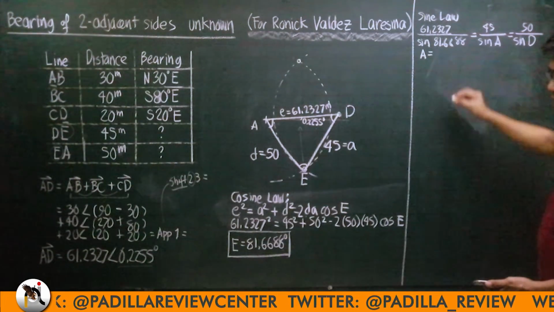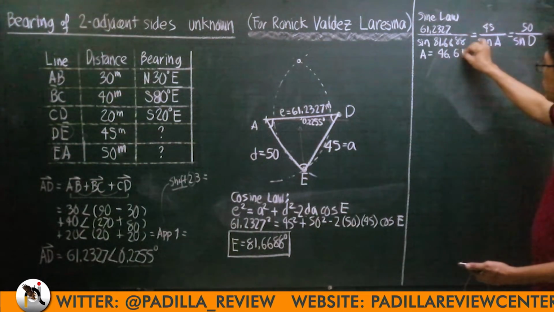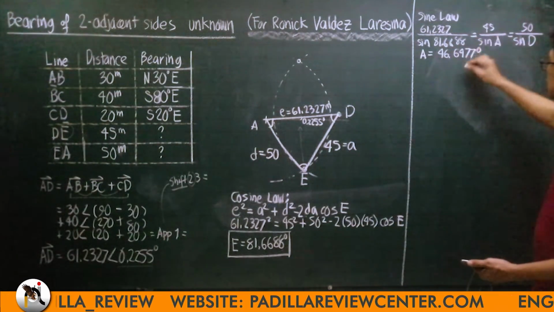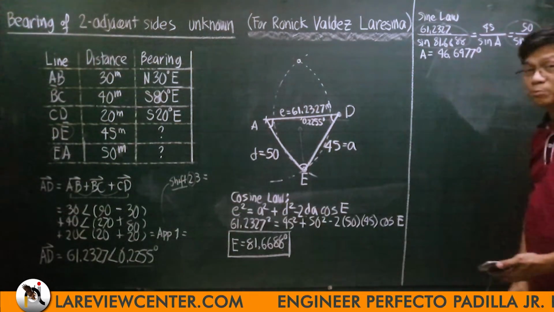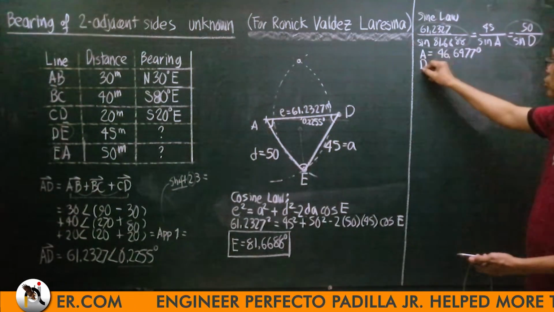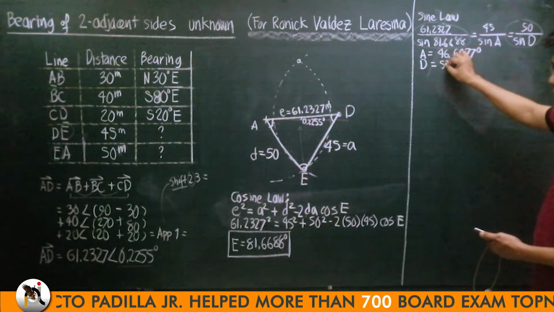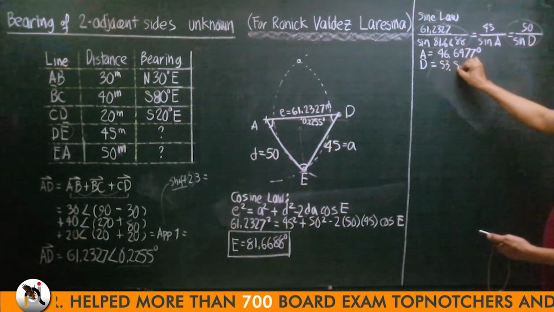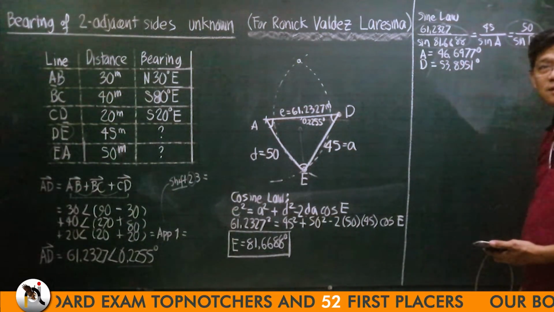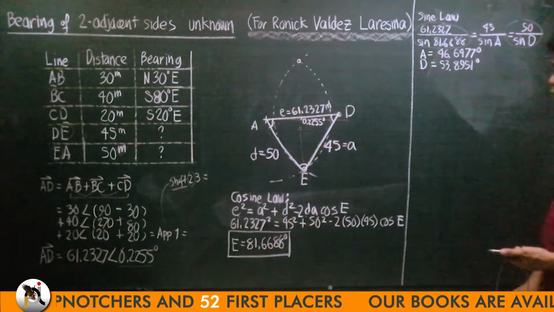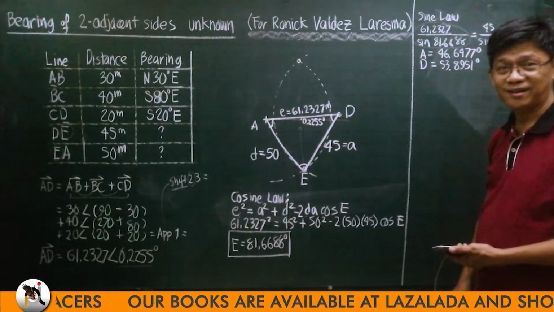And angle A is 46.6477 degrees. Equate this is equal to this, shift solve, you'll be able to solve angle D, and angle D is 53.8951 degrees. You get it? Okay. Now, so we know these angles, we can solve their bearing, right?